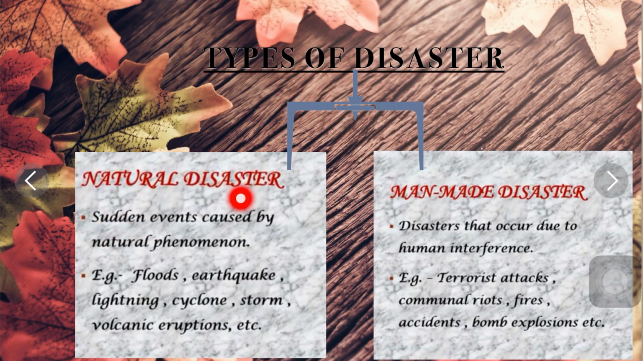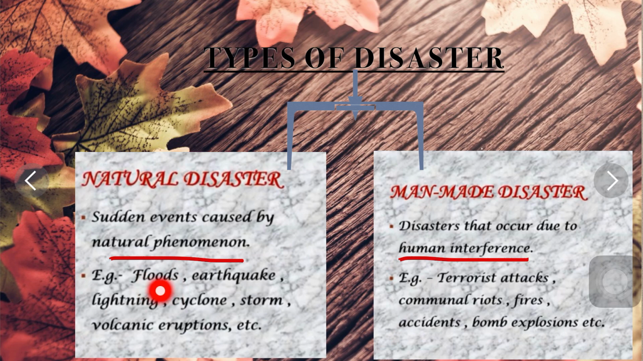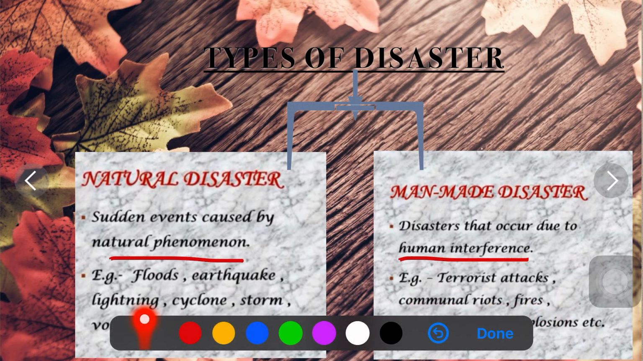Natural disaster is a sudden event caused by natural phenomena, and man-made disaster is one that occurs due to human interference. Natural disasters, for example, are floods, earthquake, lightning, cyclone, storm, volcanic eruptions, etc. And man-made disasters include terrorist attacks, communal riots, fires, accidents, bomb explosions, etc.